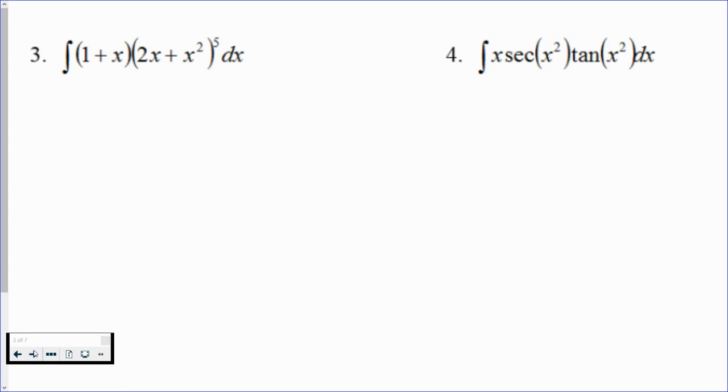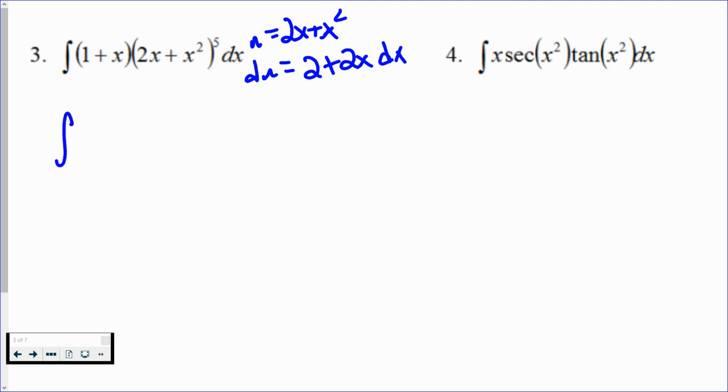So let's try setting our u to be 2x plus x squared. If we do that, then our du, the derivative of our u, would be 2 plus 2x, and then we want dx because that was the derivative with respect to x. Now let's take a look at what we have here and rewrite in terms of u. The 2x plus x squared to the 5th is u to the 5th power. So we took care of this piece. Now we have 1 plus x times dx.